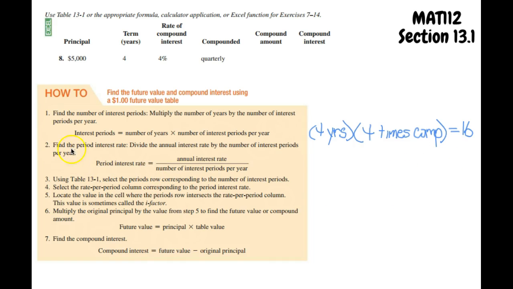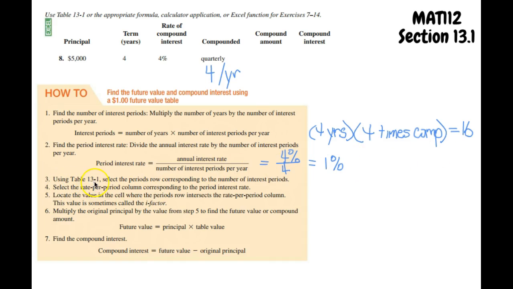The second thing we want to do is find the period interest rate. So to do that, we can follow this formula. We're going to take the annual interest rate, which in this case is 4%, and divide by the number of interest periods per year. So since it's quarterly, that's 4 times per year. So we're going to divide this by 4, and that gives us 1%. So that would be our period interest rate. So 16 periods, 1% interest rate in each of those.